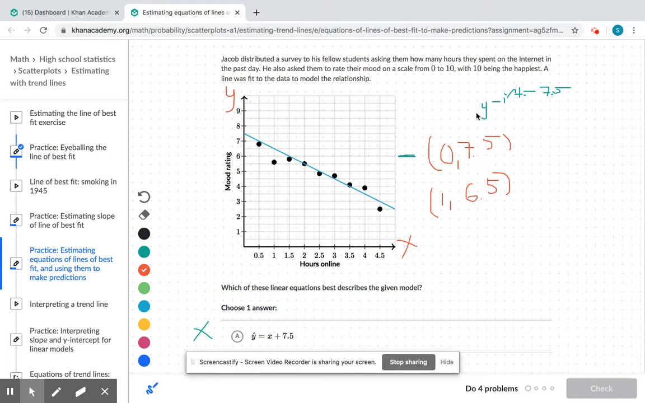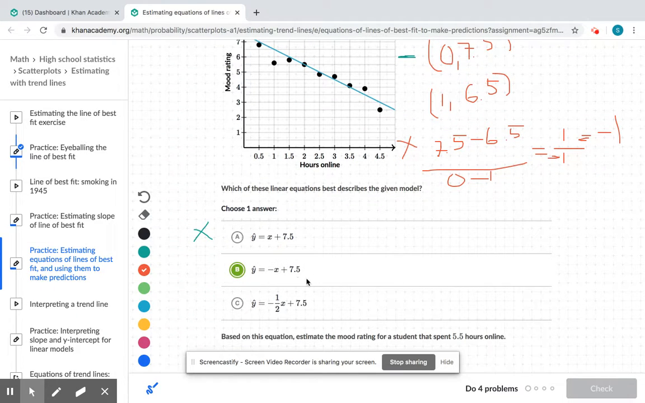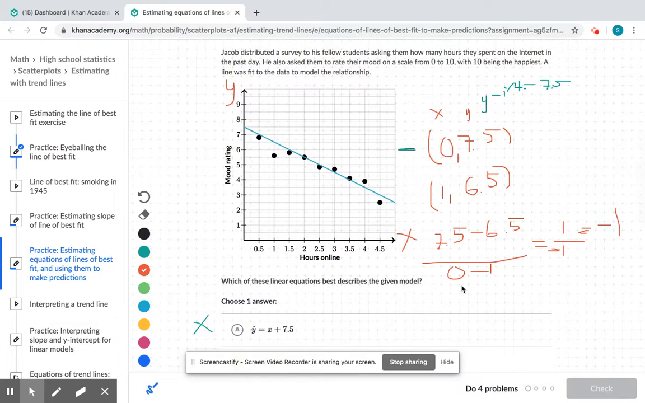All right, now we're going to do the change in y. These are my y's and these are my x's. So I'm going to do 7.5 minus 6.5 over 0 minus 1. So 7.5 minus 6.5 is just 1, and 0 minus 1 is going to be negative 1. Okay, so my final answer is negative 1. Sorry, it's hard to type on here. So I'm going to look down here, and I'm going to pick choice B. This reads y equals negative x plus 7.5, and that's what we just found out.